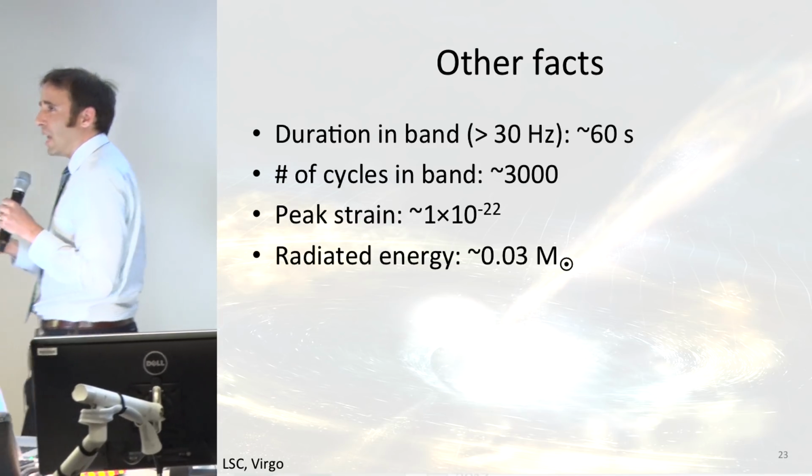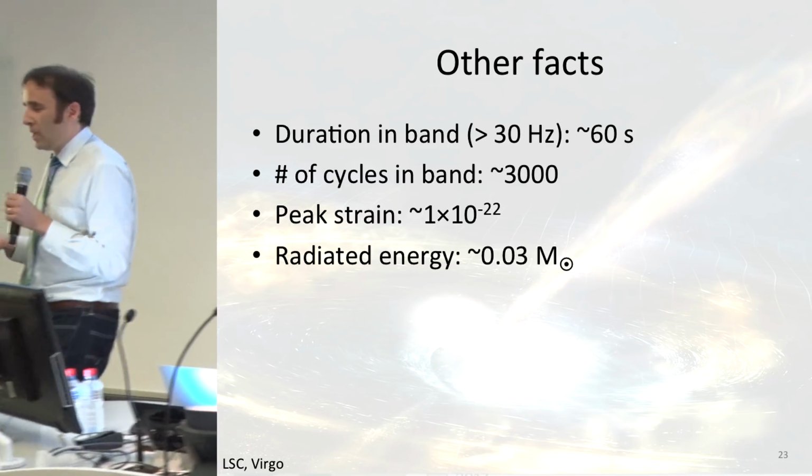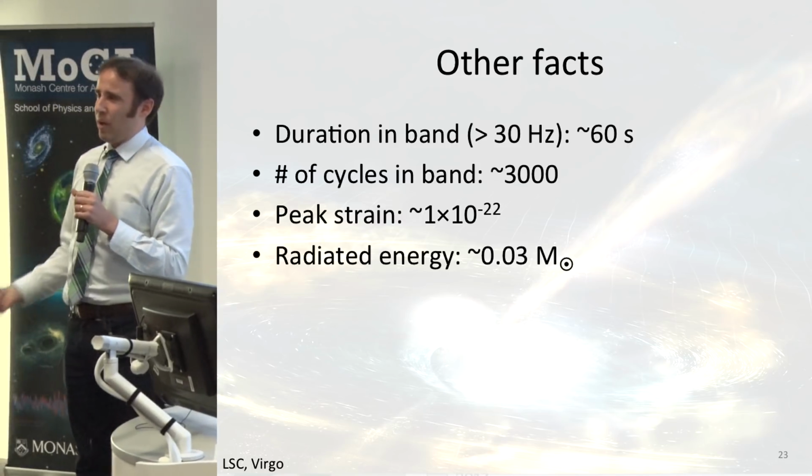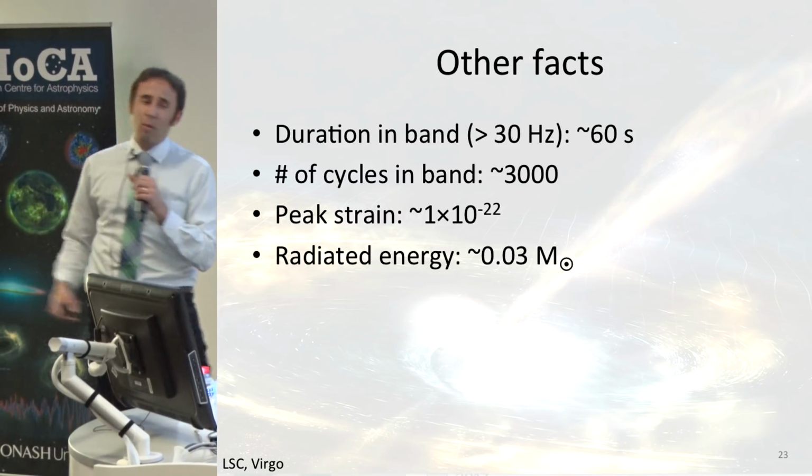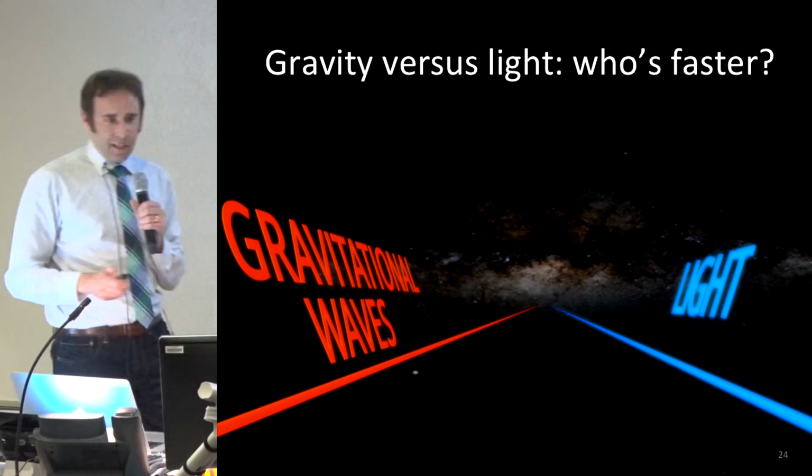So this means that LIGO had to measure distances smaller than 1/10,000th the size of an atomic nucleon over a distance of 4 kilometers.